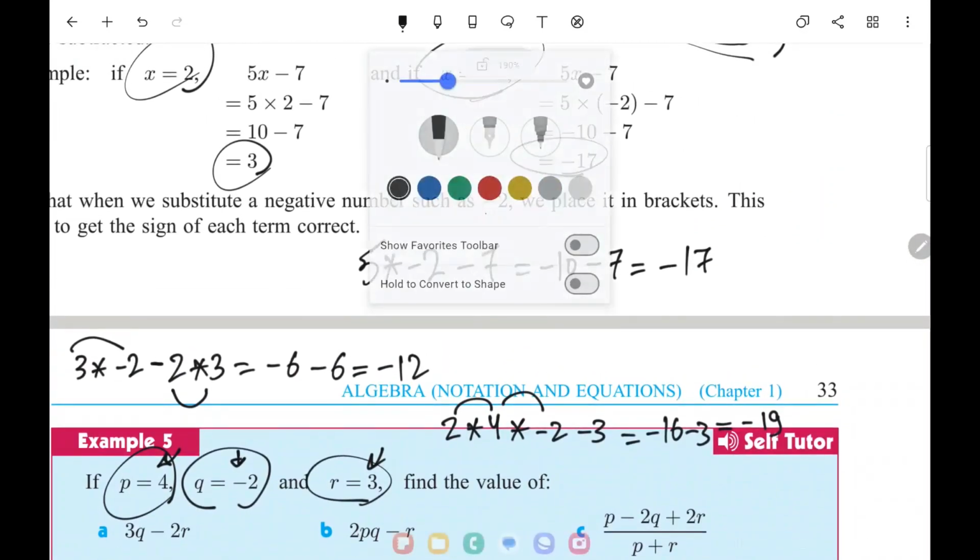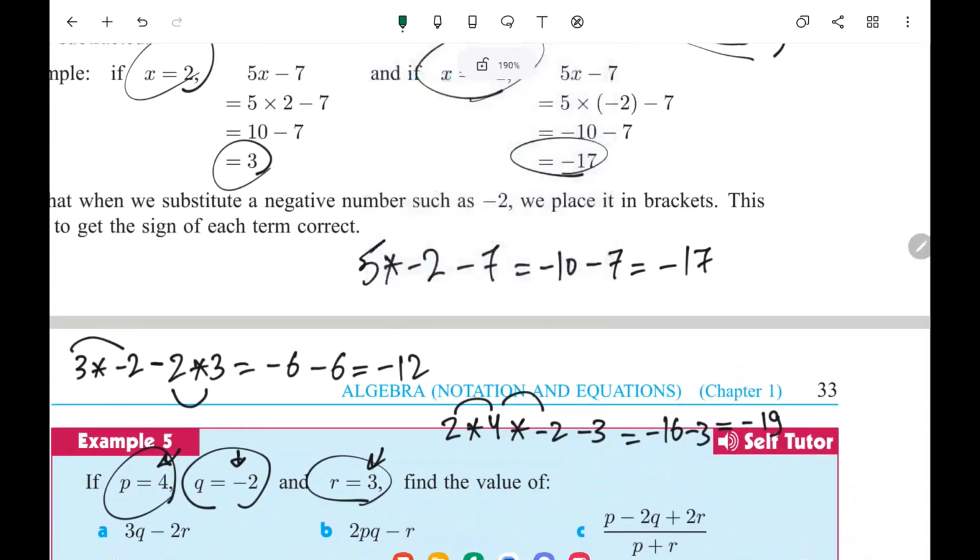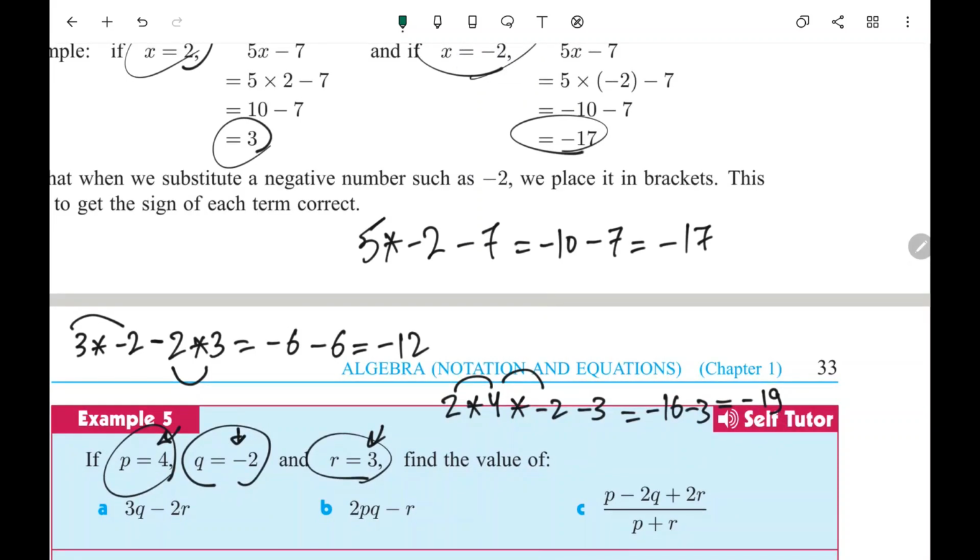Let's change the color and the ink. We have p, and p equals 4. So it's going to equal 4 minus 2 times q, where q equals negative 2, plus 2 times r, where r equals 3, all divided by p, where p equals 4, plus r, which is 3.